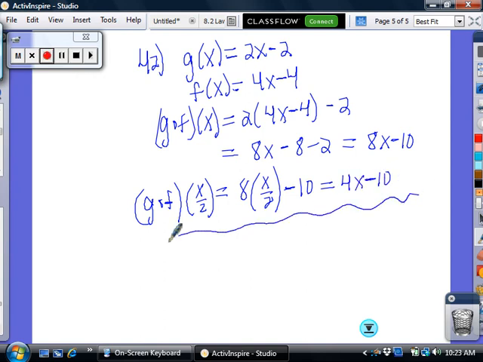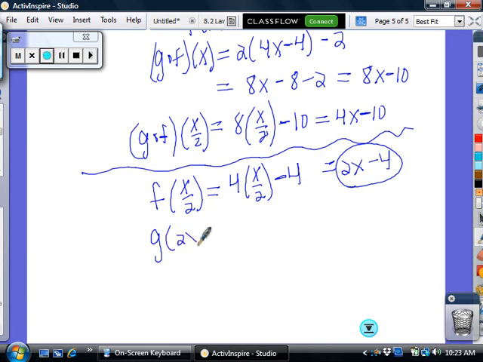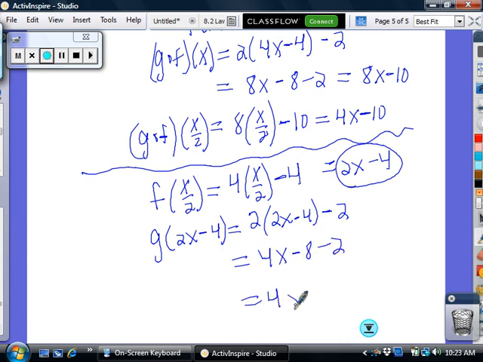Now if you could do it the other way, I'm just giving you options here. You're going to find f of x over 2. And half of 4 is 2. And then we're going to take that and plug it into g. And so that would be 2x minus 4 in the place of x minus 2. That's 4x minus 8 minus 2, which gives us the 4x minus 10.